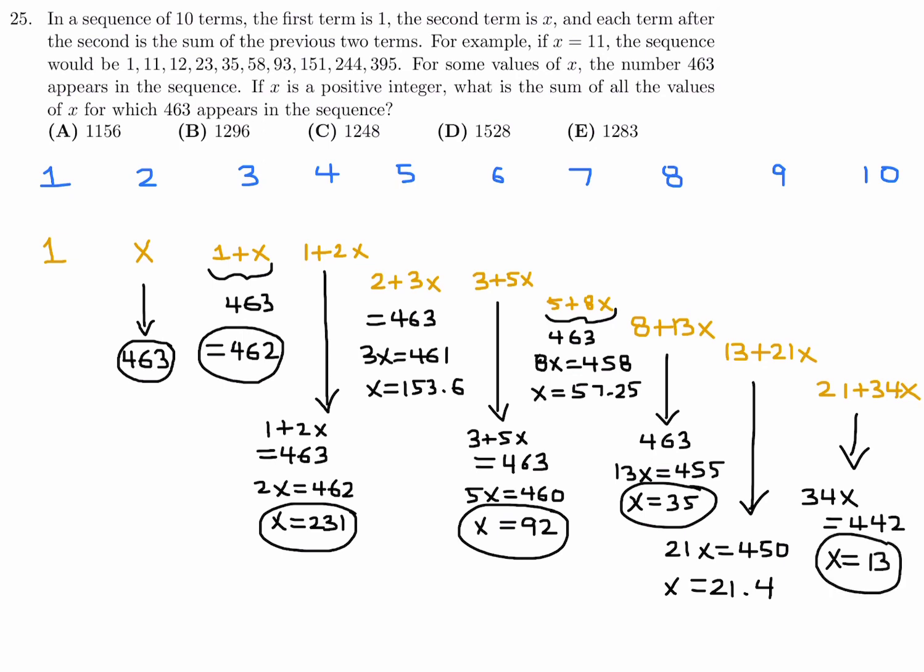Okay, got another integer. So now my task is to add up the values of x that I got. So this one, this one, this one, this one, this one, and that one. And when you do, you get a grand total of 1296. And then for number 25, the answer is B.